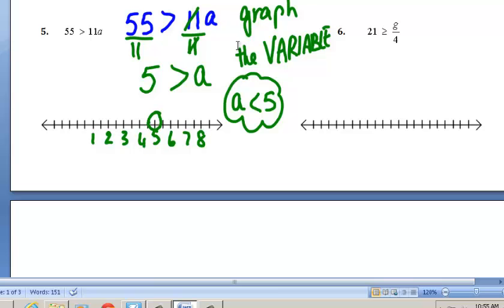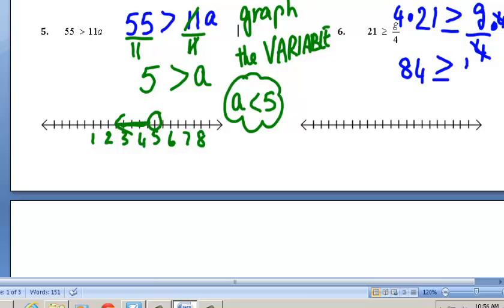So open circle at 5 to the left, and we are done. So remember, you're always graphing the variable. The next one, 21 is greater than or equal to g divided by 4. How do I undo the 4? Multiplied by 4 on both sides. The 4 and the 4 cancel. 84 is greater than or equal to g.